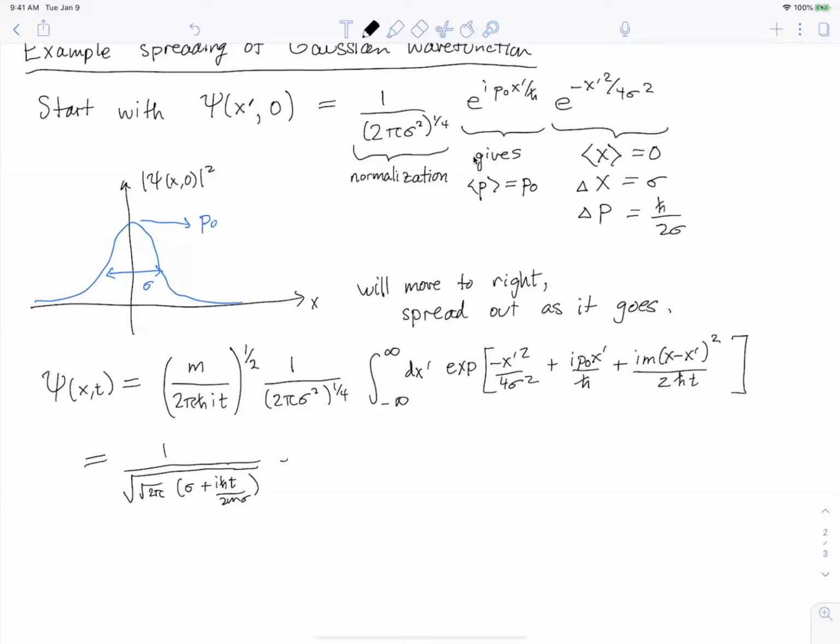Okay, then there's also an exponential that turns out to be minus x minus p0 t over m, all squared, divided by 4 sigma squared plus 2i h bar t over m. It's kind of a mess. And then there's another exponential left over, which is i p0 over h bar, x minus p0 t over 2m.